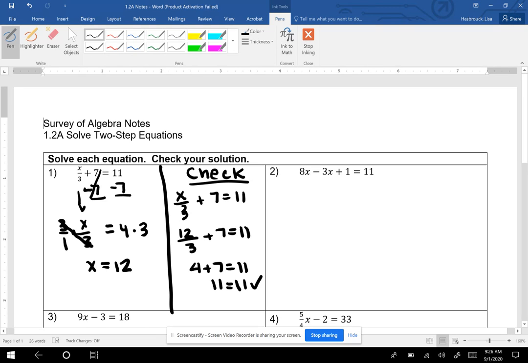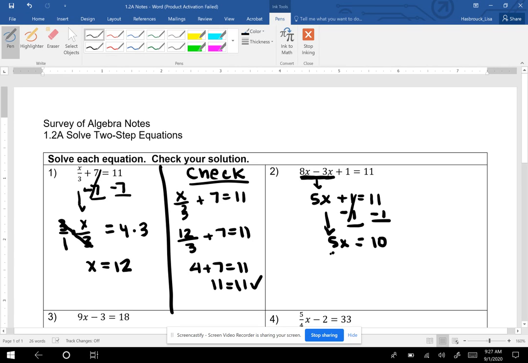For problem number 2, it's a little different. We have 8x minus 3x plus 1 equals 11. I first noticed that we have 8x minus 3x. Those are like terms. We can combine those to get 5x plus 1 equals 11. Now I'm going to do addition or subtraction to start getting x alone. So here I have a plus 1. To move it, I need to subtract 1. The 5x comes down. The 1's cancel out. I bring down my equal sign, and then 11 minus 1 is 10.